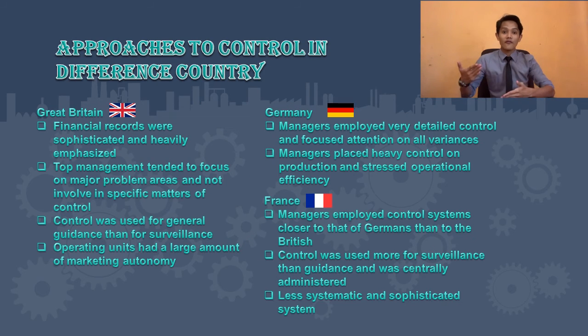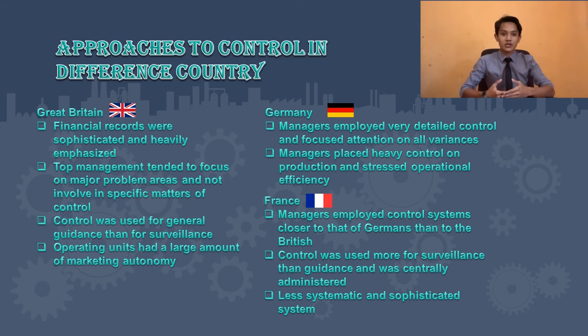Different countries have a different approach to control. Firstly, we go through Great Britain. Great Britain focused more on financial reports, which were sophisticated and heavily emphasized. Their top management tended to focus on major problem areas and was not involved in specific matters of control. Control was used for general guidance rather than for surveillance. Operating units had a large amount of marketing autonomy.